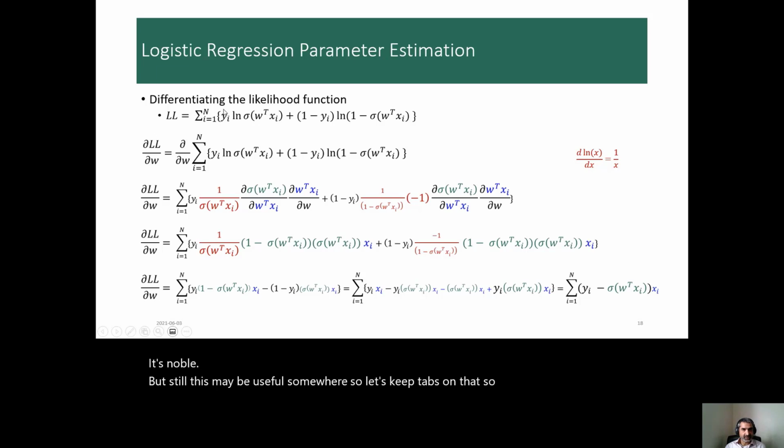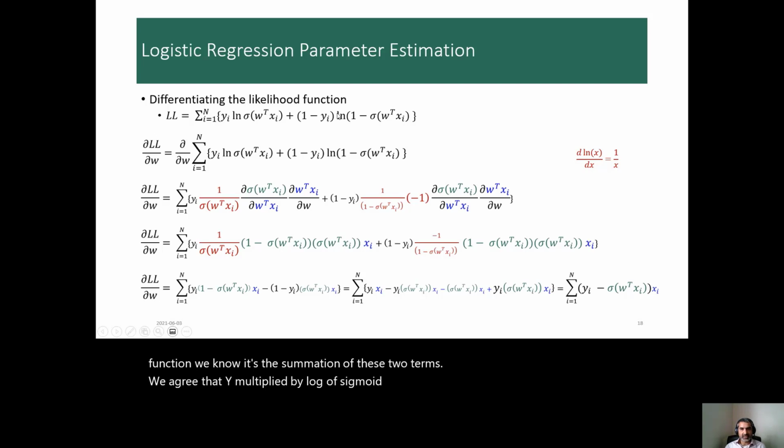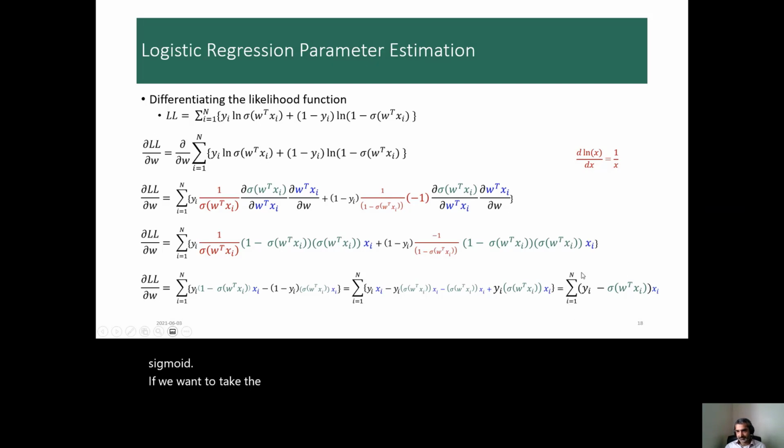So the maximum likelihood function, we know it's the summation of these 2 terms. We agree that it is y multiplied by log of sigmoid plus 1 minus y multiplied by log of 1 minus sigmoid. If we want to take the derivative, we get this. If we equate it to 0, the maximal point will be on the solution of this. Let's use it somewhere, but this is not going to solve our problem of estimating W's.